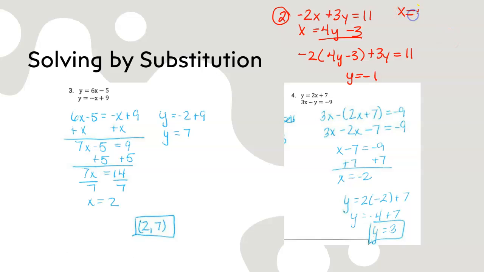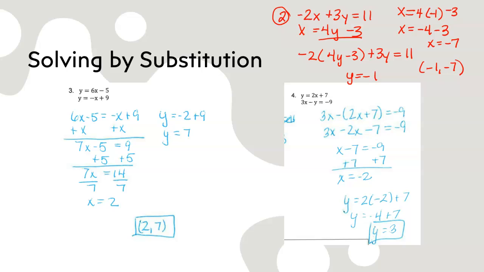So I have x equals 4 times negative 1 minus 3, which will give me x equals negative 4 minus 3, and x is negative 7. So I have (-7, -1) as my answer.